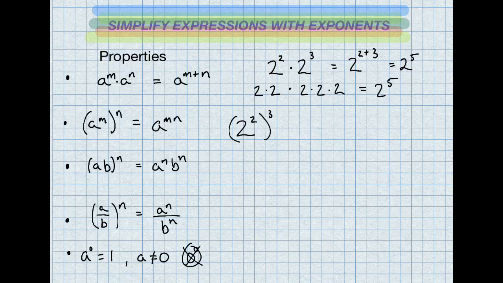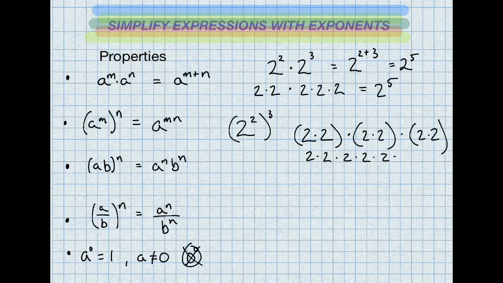Okay, so you have 2 times 2 times 2 times 2 times 2 times 2. There it is. There's your cubed. 1, 2, 3. Right? 2 squared, cubed. There's 3 of them. So what we're saying is that this is 2 times 2 times 2 times 2 times 2 times 2. What does that equal? 2 to the 6th.